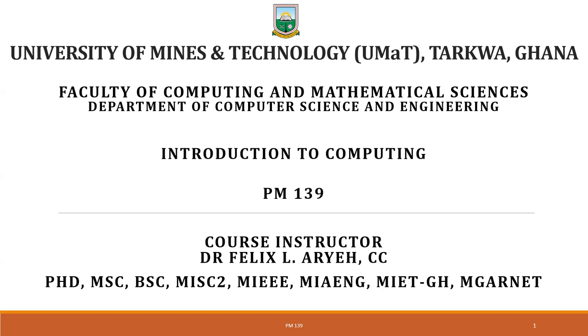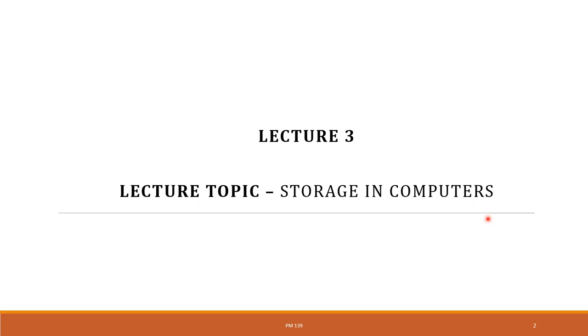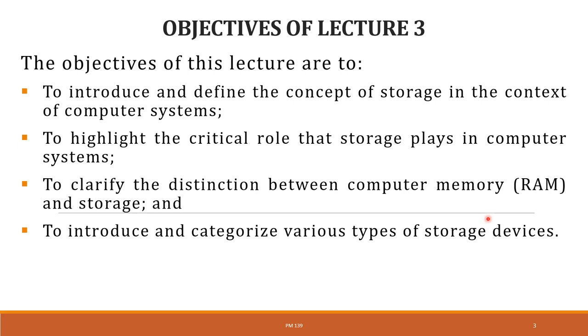In lecture one, we spoke about what a computer is. In lecture two, we talked about the types of computers that exist: the minicomputer, the microcomputer, the mainframe, and the supercomputer. In lecture three, we're going to center on storage in computers. The objective for this lecture is to introduce and define the concept of storage in the context of computer systems.